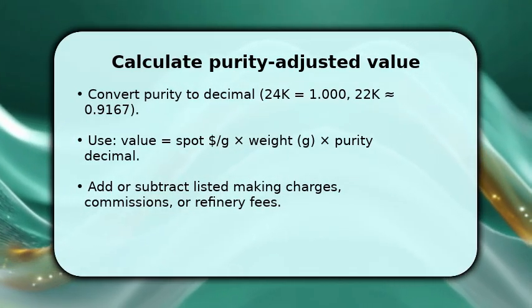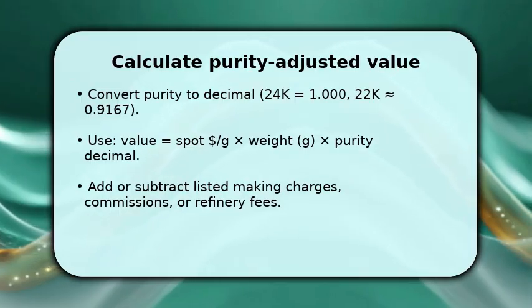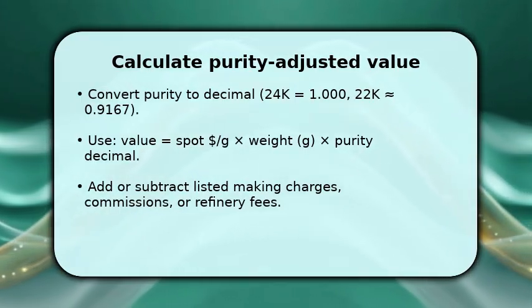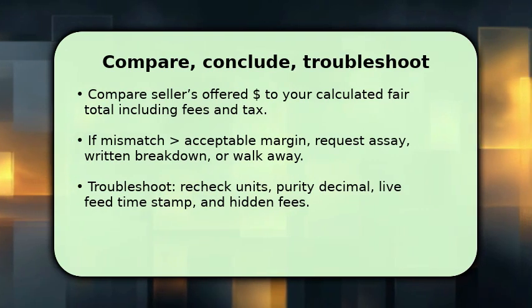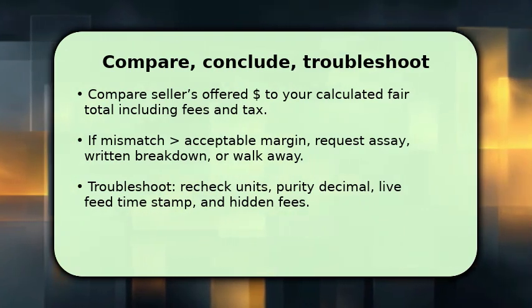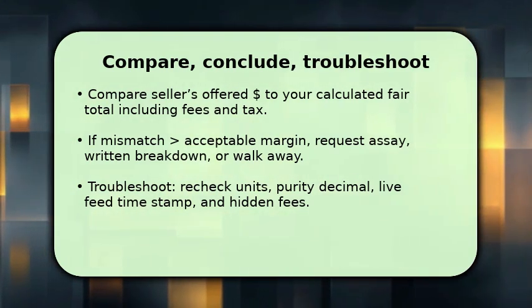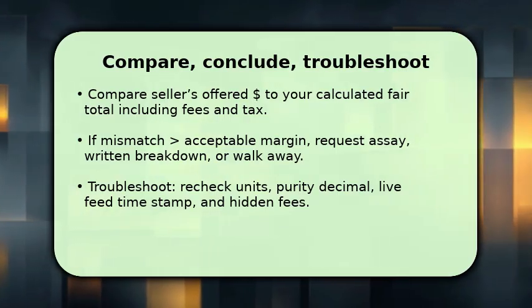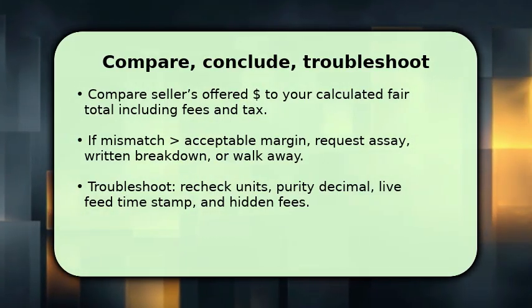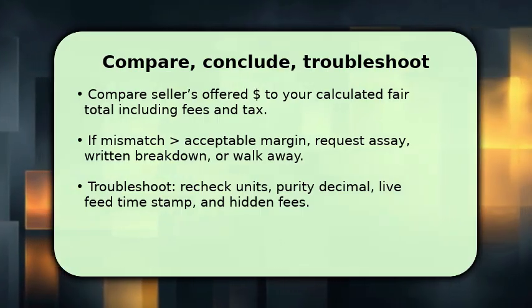Finally, compare the seller's offered price to your calculated fair value, including all fees and taxes. If the seller's rate is lower than your computed total beyond an acceptable margin, ask for an independent assay, a written fee breakdown, or refuse the deal. Once agreed, get a printed receipt showing the spot reference time and a certificate.